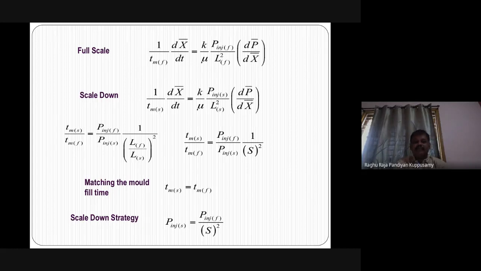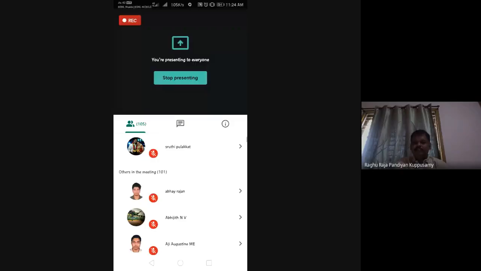By dividing the full scale equation by the scale down equation, you can find the criterion to match the mold fill time. When I match the mold fill time, I get the injection strategy: P_injection at the scale down mold will be equal to P_injection at the full scale mold divided by S², where S is the scale down factor, nothing but the length at full scale divided by the length at scale down.